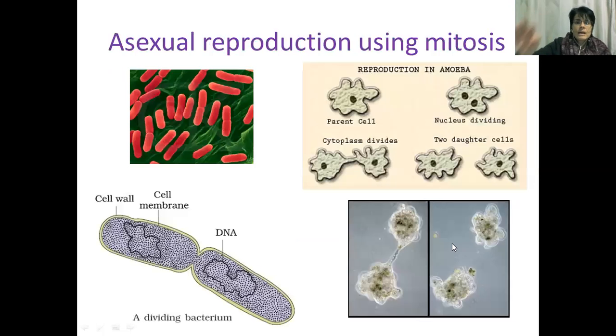All right, now some organisms use mitosis as a form of asexual reproduction. These are bacteria, they're not really red. This has been color enhanced. It's a scanning electron microscope picture. Okay, so you can see here that this cell has already divided. So there's two daughter cells there, they're still together.